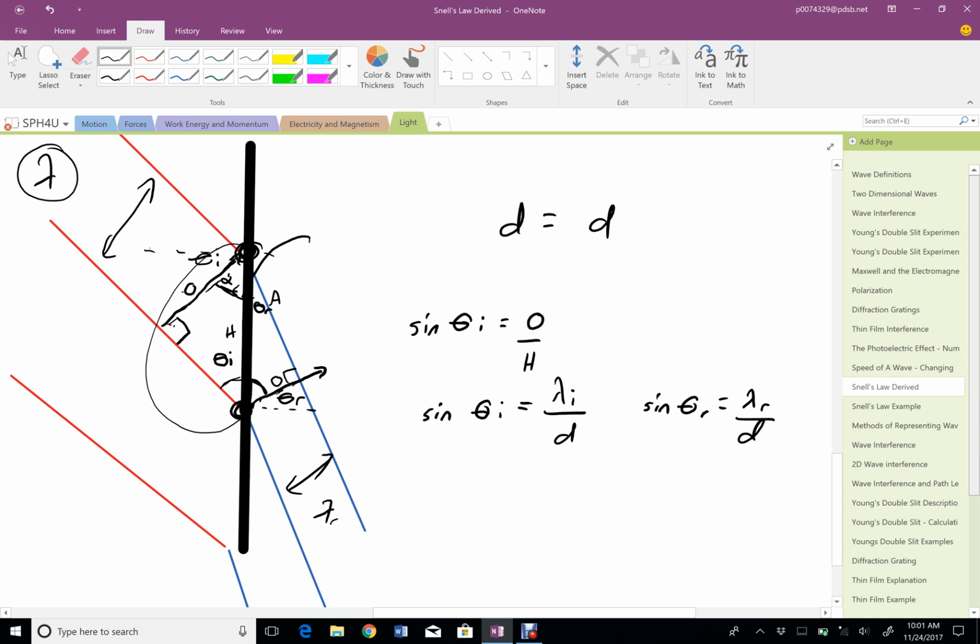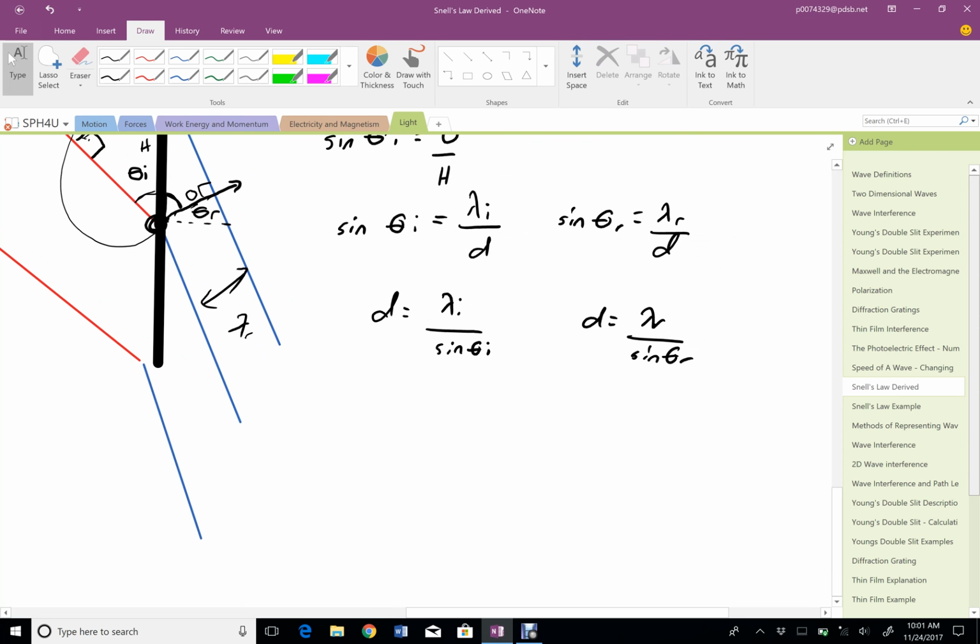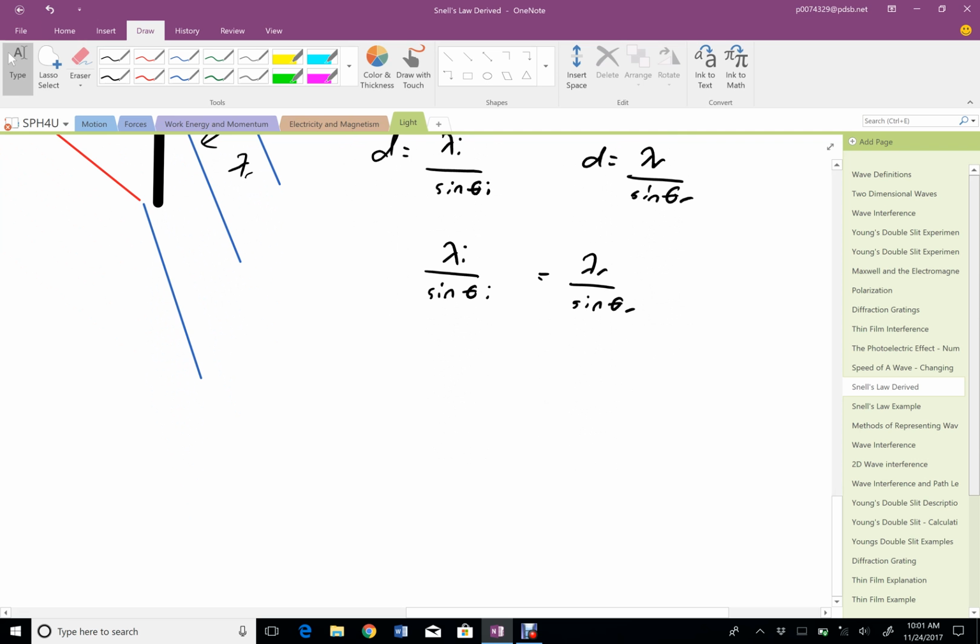Now I can solve both of these equations for d. I'm going to bring d up here and bring the sine down. So d equals lambda I divided by sine theta I, and d equals lambda r divided by sine theta r. Setting the two equal to each other, lambda I over sine theta I is equal to lambda r over sine theta r. And now we just have a little bit of math to finish off this proof.